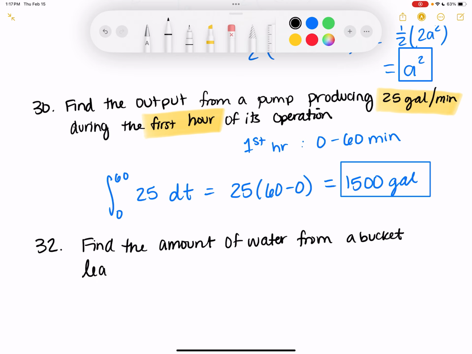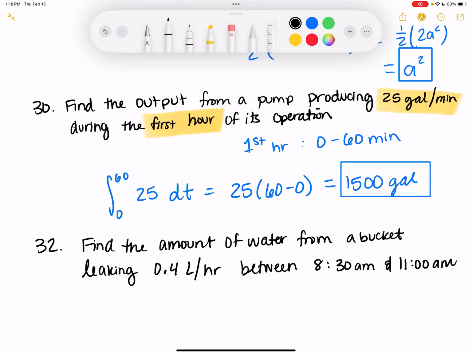For now, but leaking 0.4 liters per hour between 8:30 a.m. and 11 a.m. Getting specific now.